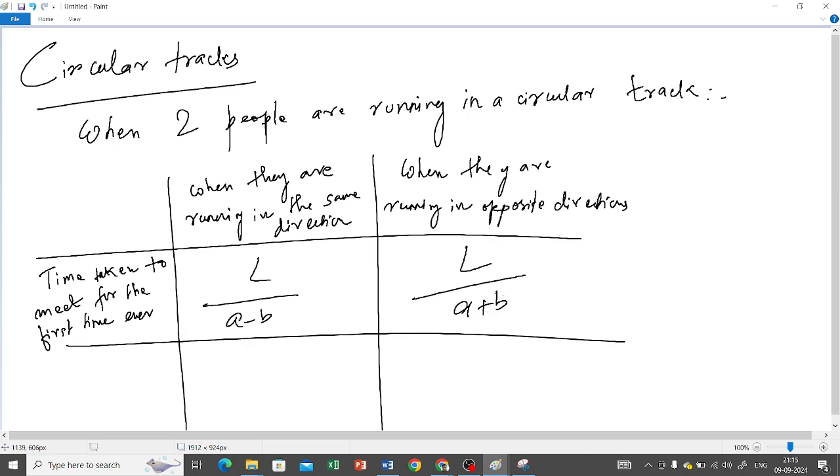B. Why plus B? Because when two people run in opposite direction, then relative speed is what? Addition of the two speeds. Right? When two people are running in opposite direction, their relative speeds are summation of the two speeds, A plus B. When two people are running in the same direction, their relative speeds are A minus B. Okay?